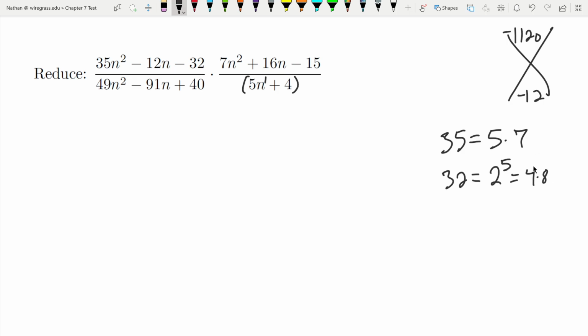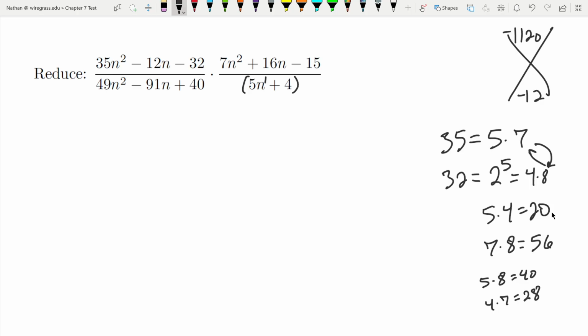I can move a 4 over here and then a 7 down here. So if I do 5 times 4, I get 20. And 7 times 8, I get 56. This is too far apart, so I did too big of a jump here. So instead, let's change out 8 and 7. So we're going to get 5 times 8 is 40. And 4 times 7 is 28.